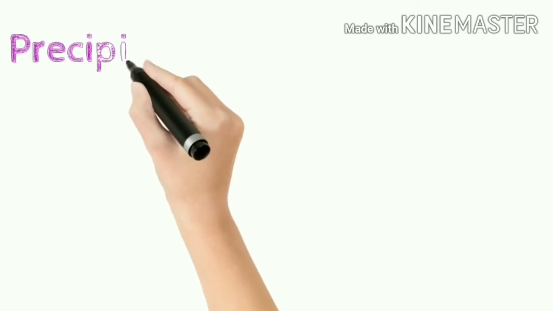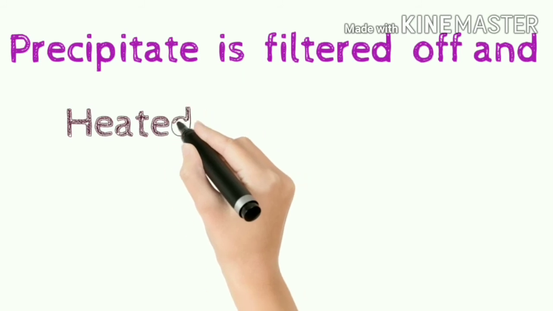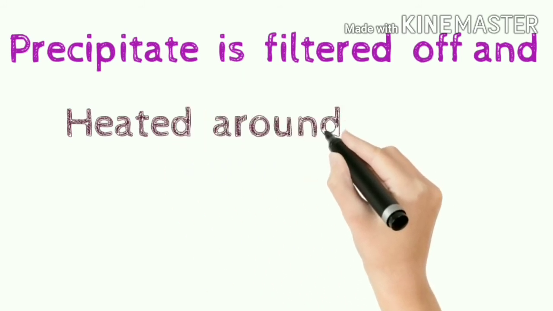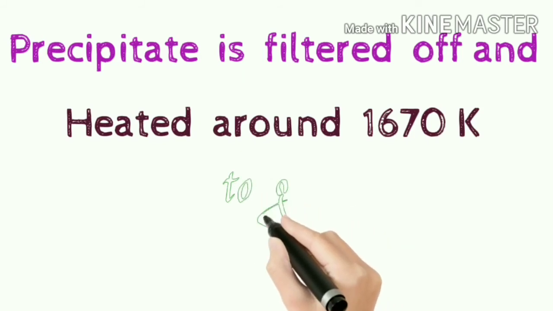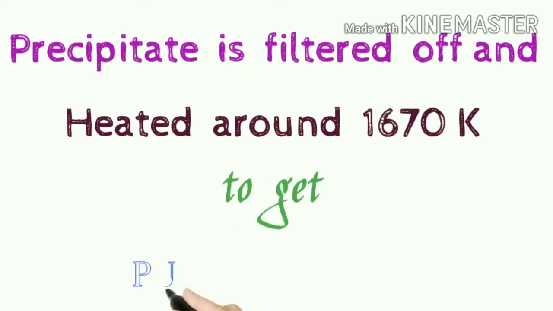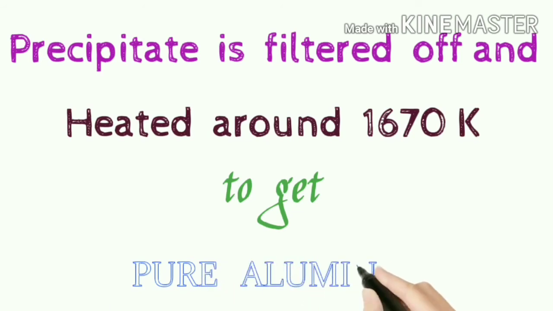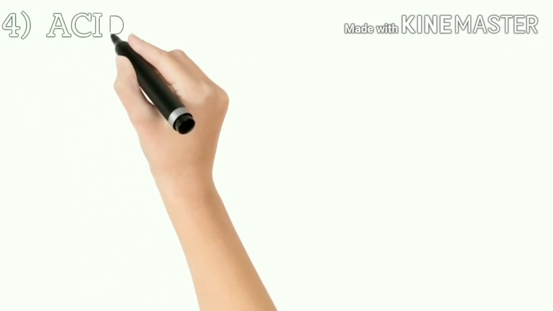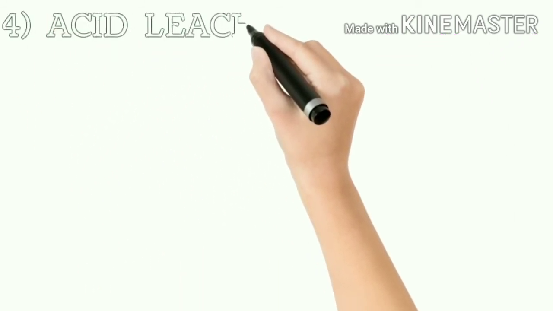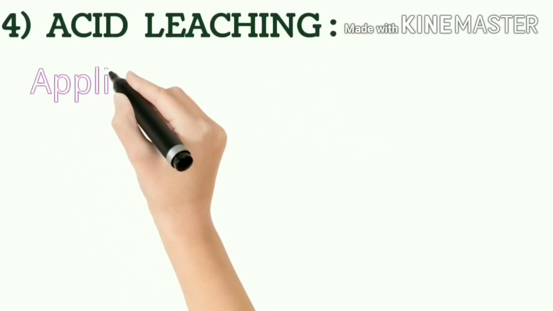The step 2 procedure is, here we are converting this soluble salt into hydrated aluminium precipitate. So this precipitate should be filtered off. Which one? Hydrated alumina precipitate. That should be filtered off and heated around 1670 Kelvin, and we'll get pure alumina. Okay, now the ore is separated from the gangue particles.